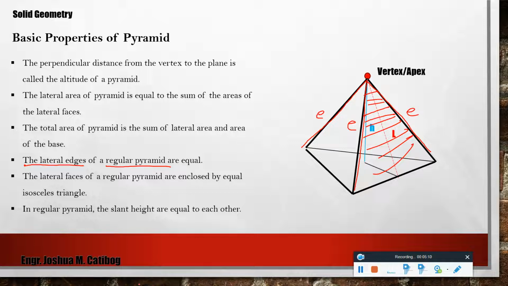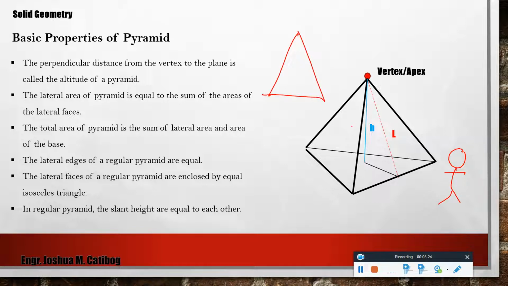Next, lateral faces of a regular pyramid are enclosed by equal isosceles triangles. So sabi ko nga sa inyo, if you are going to look at this point, sir, eto po ako. Okay, nakikita ko po is a triangle. Sabi nga po natin, the lateral edges are equal. So ito po ay E, ito po ay E. Then yung baba natin is, let's say, X na lamang muna po, kasi hindi po natin alam ang side ng ating triangle. So therefore, sir, if our triangle has two equal sides, okay, basically yan po ay tinatawag natin isosceles triangle.